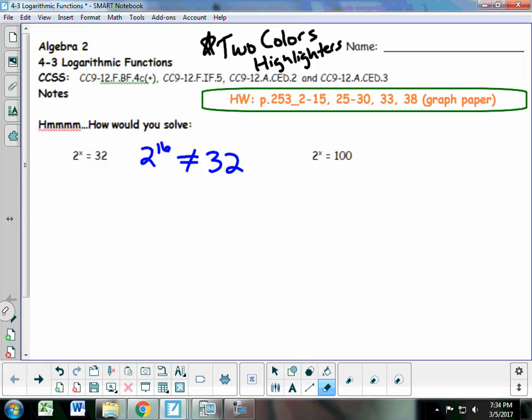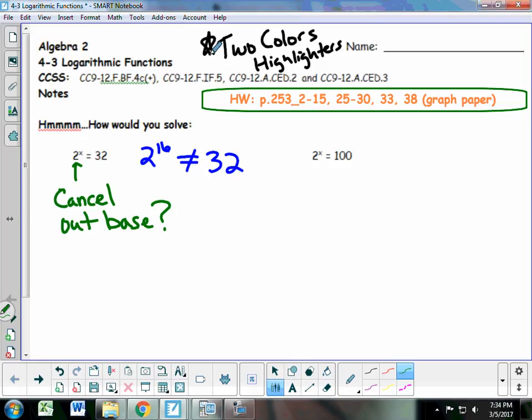So what we want to do is we want to get rid of this base of 2. We want to get rid of that base. So the question is, how do we cancel out this base? Okay. And the answer is going to be involving logarithms. Right? Hence the name of this section, logarithmic functions.